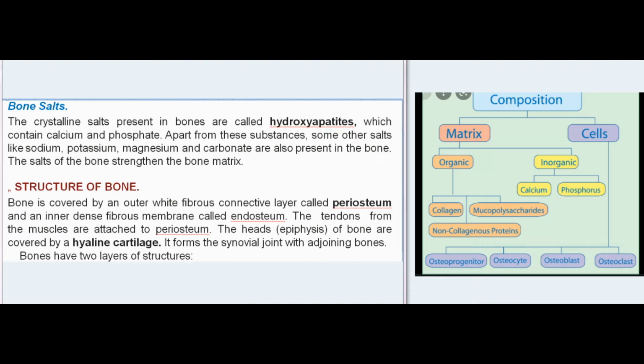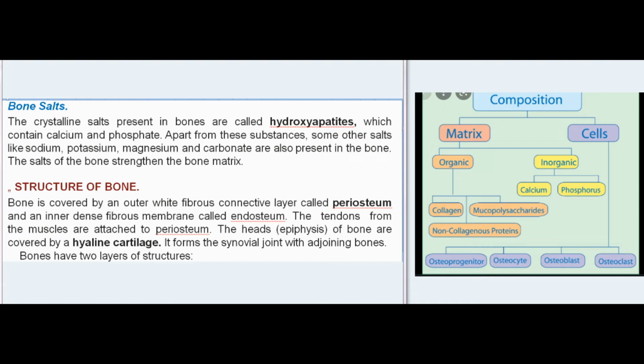Structure of bone. Bone is covered by an outer white fibrous connective layer called periosteum and an inner dense fibrous membrane called endosteum. The tendons from the muscles are attached to periosteum. The heads, epiphysis, of bone are covered by a hyaline cartilage. It forms the synovial joint with adjoining bones.